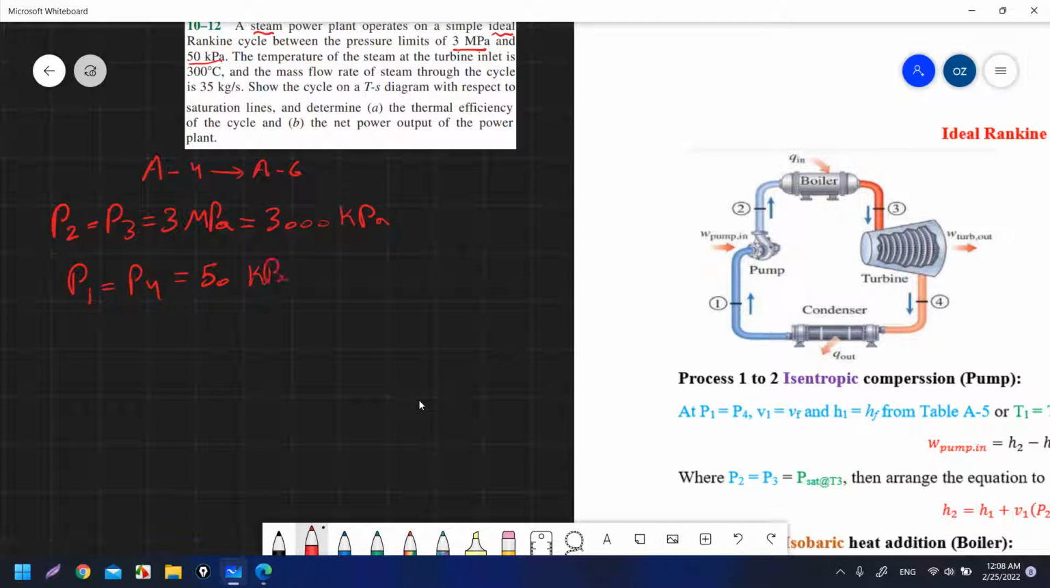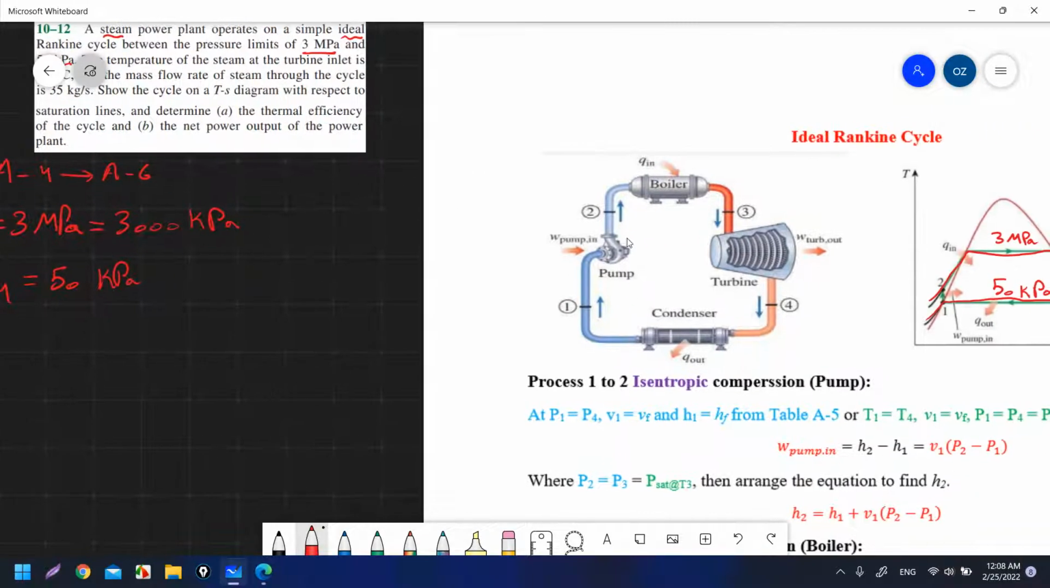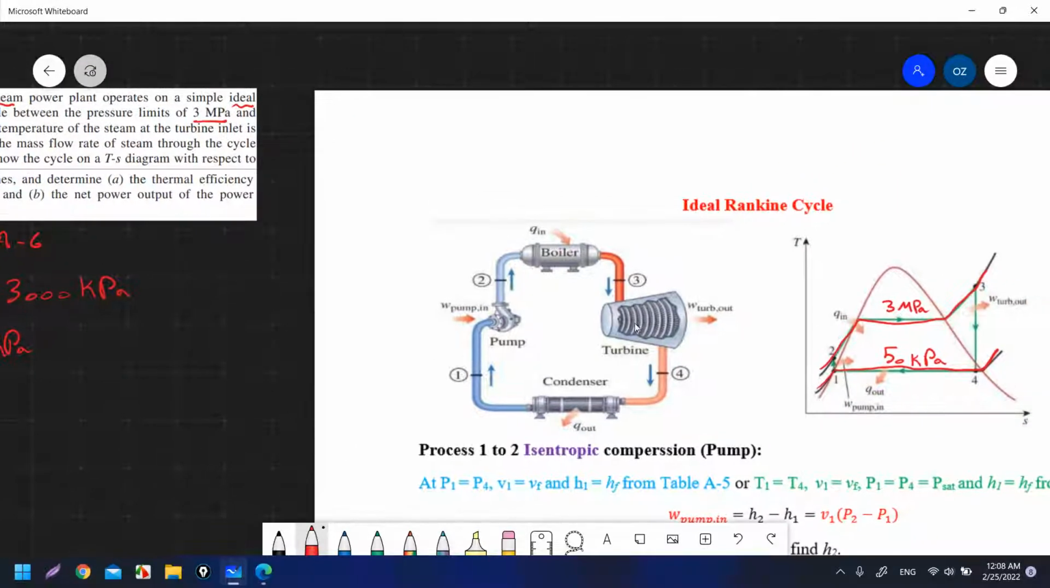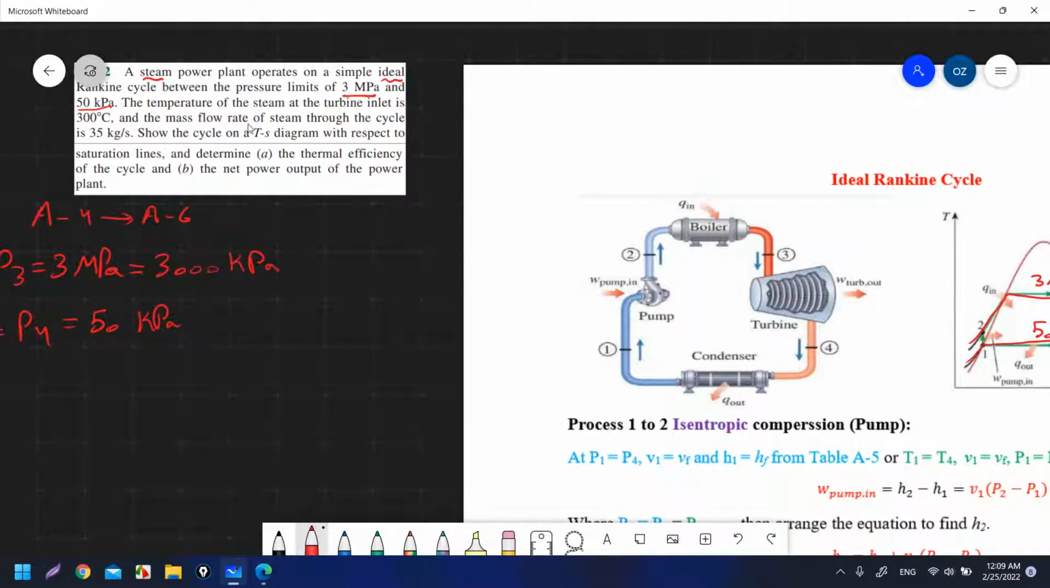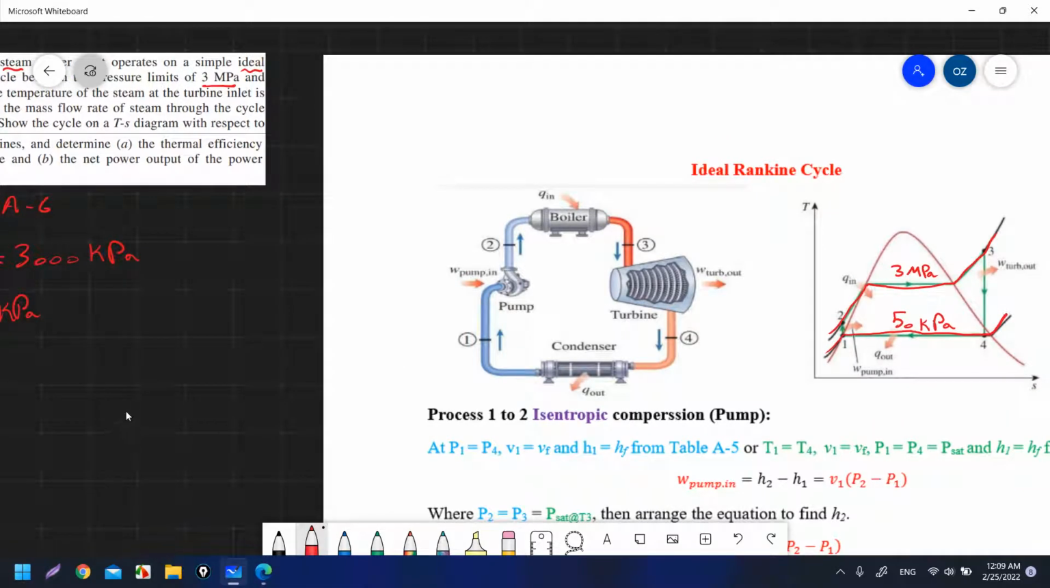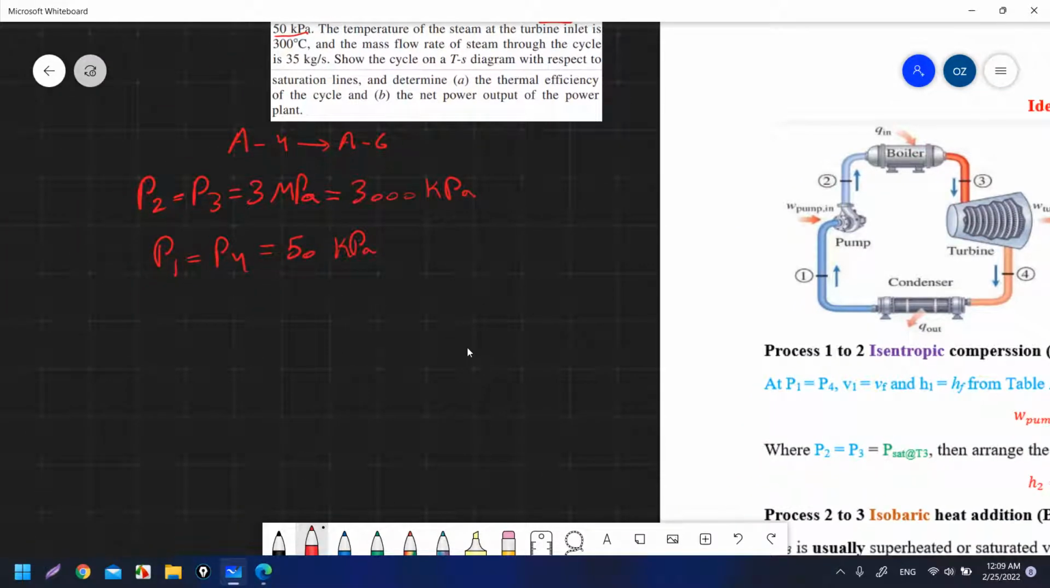The temperature of the steam at the turbine inlet. Where is the turbine inlet? The turbine inlet is here. The working fluid, which is steam, went to the turbine inlet here at state 3. So the temperature of the steam at the turbine inlet is 300 degrees Celsius, which is T3. Okay, so we have T3 equal to 300 degrees Celsius.